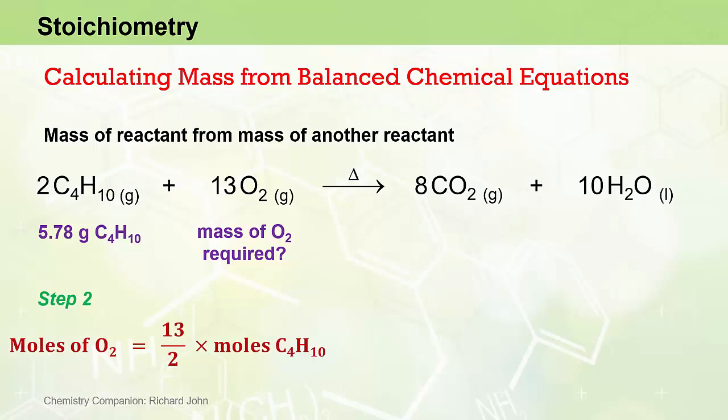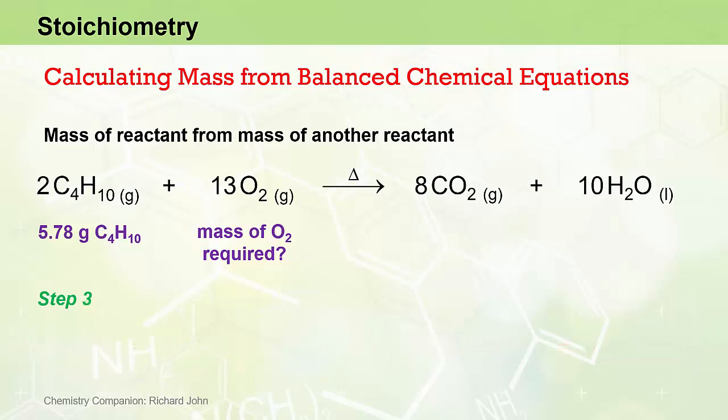In step 2, we now calculate the moles of oxygen that will be required by using this expression. Moles of oxygen equals 13 divided by 2 times the starting moles of butane that we just calculated. The 13 comes from the stoichiometric coefficient of the substance we are trying to find information about, in this case oxygen, divided by 2, the stoichiometric coefficient of the substance we've been given information about, in this case butane. So that will equal 13 divided by 2 times the 0.0994 moles that we just calculated in step 1, which gives us 0.646 moles of oxygen required.